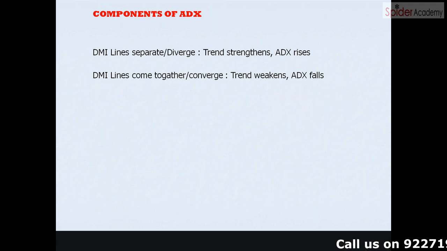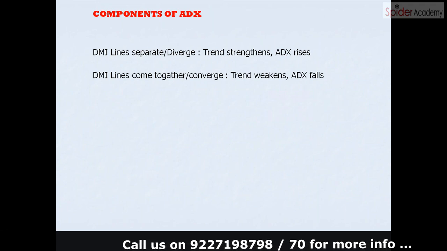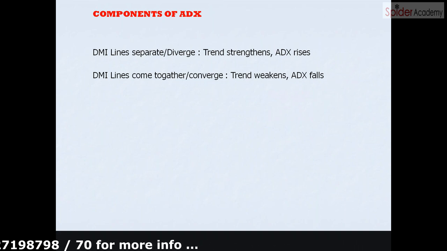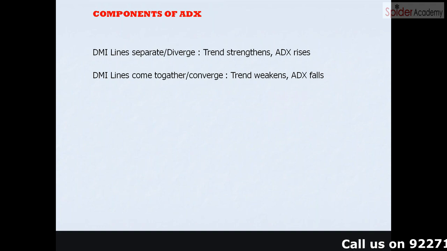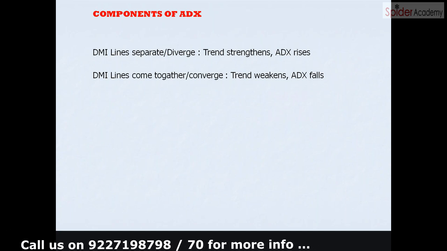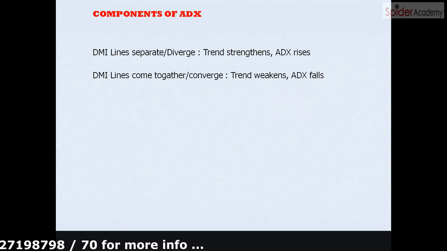When the DMI lines come together or converge, trend weakens. When the positive and negative DMI come towards one another, there is a sideways market and ADX falls, means there is no trend. So usually when the DMI lines are separating, you can use the trend strategies, and when the DMI lines are coming together, you can use sideways strategies.